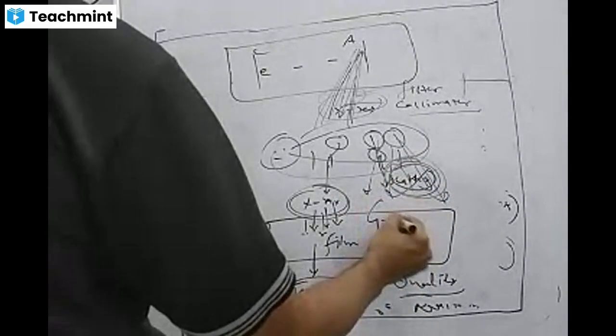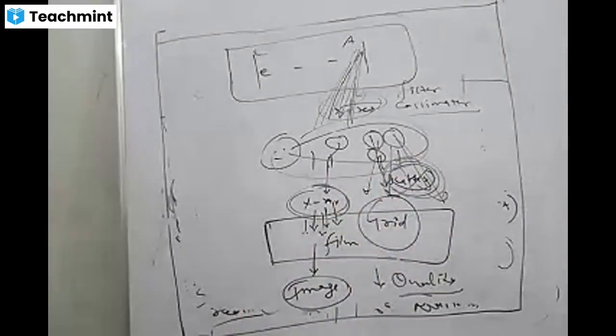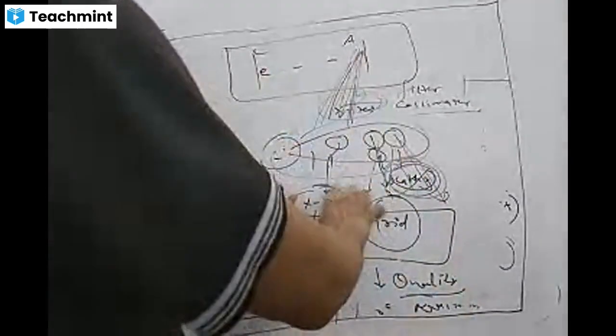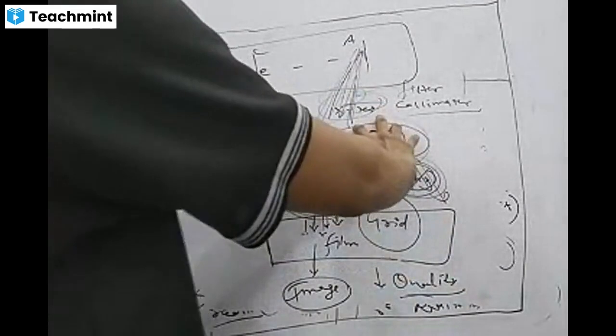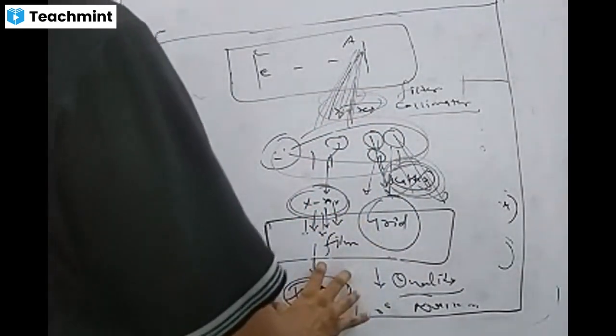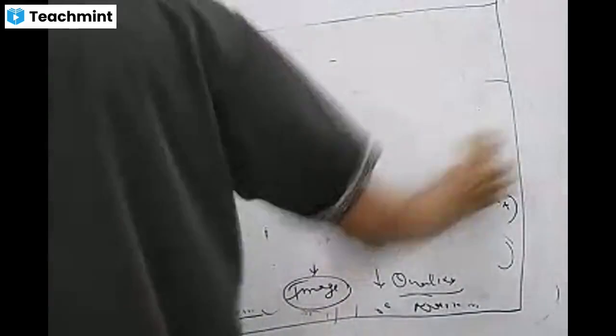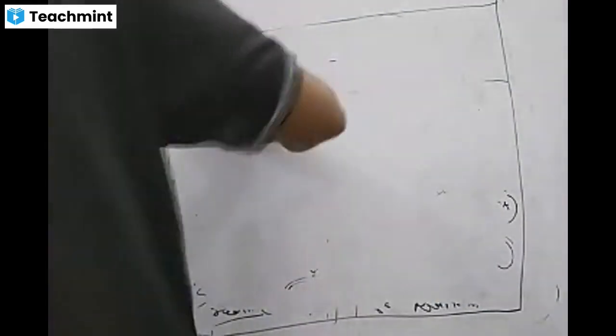Then the concept of grid comes. The concept of grid comes to remove this scatter, so that only the X-rays generated by photoelectric effect reach the film, and at the level of the film they interact with the film and produce a good quality image. So, something about your scattered radiation.